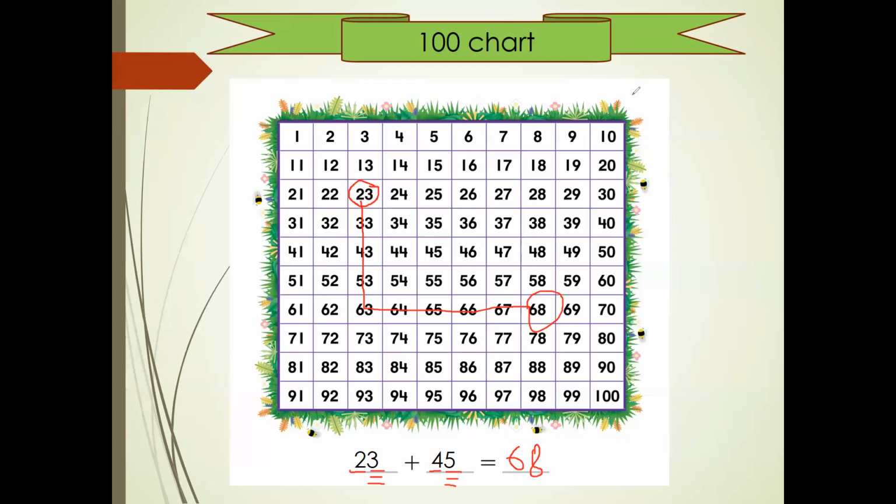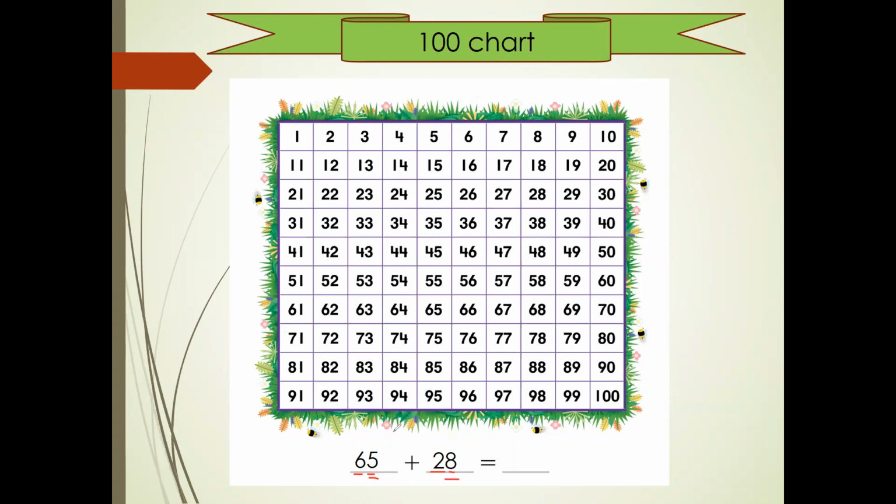And now we discuss another variant, another equation. Here you can see 65 plus 28. So again, how many tens? 6. How many ones? 5. How many tens? 2. How many ones? 8.